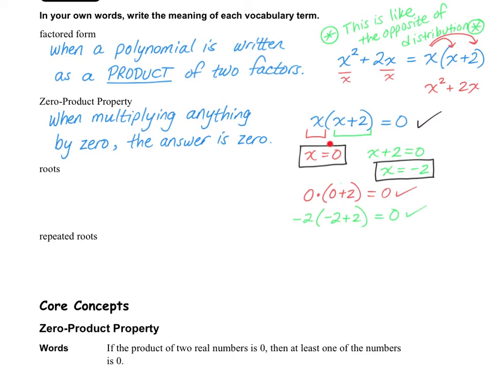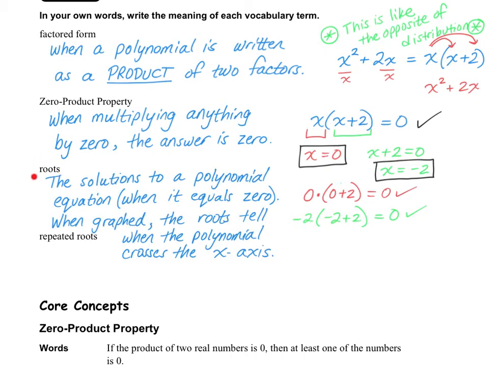So that's why there are two possible answers for x, and we're using the zero product property to find those answers. So the roots of the polynomial are the solutions when it equals 0. So if you look at our example that we've been working on, the roots would be 0 and negative 2. If you were to graph this polynomial, the roots tell you where it crosses the x-axis.